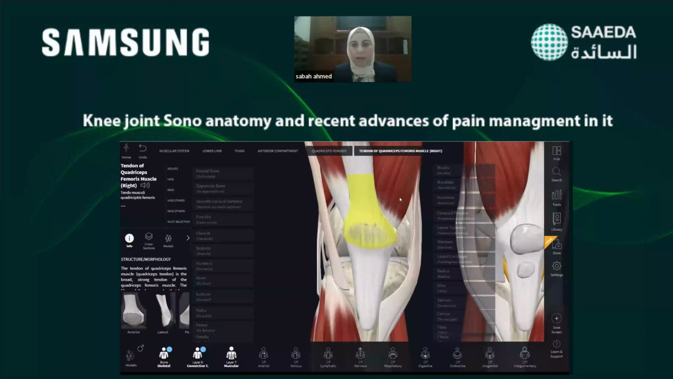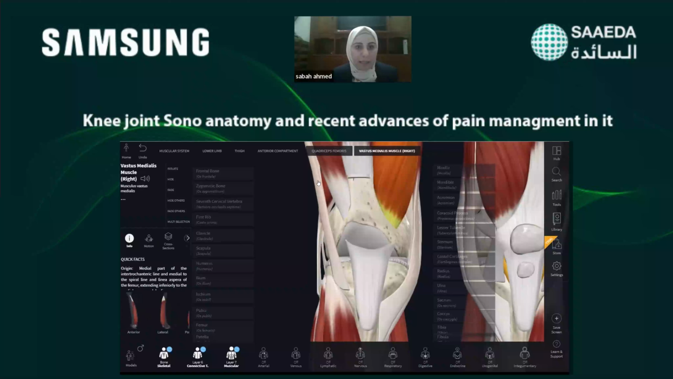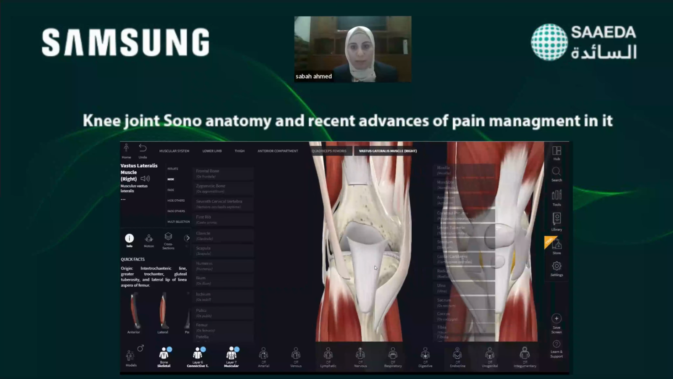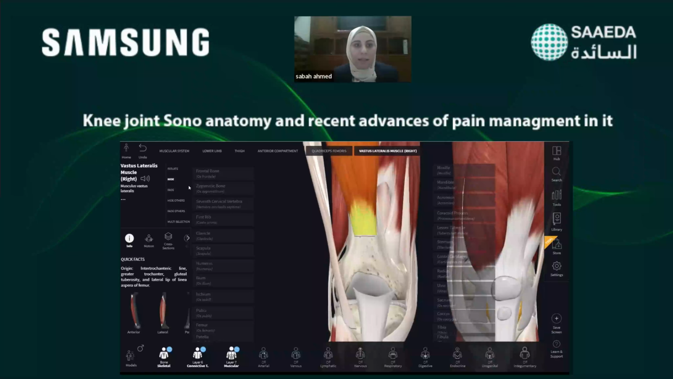These muscles are vastus medialis, vastus lateralis, rectus femoris, and if we remove this, we can also see the vastus intermedius. So again, this is vastus medialis, this is vastus lateralis, and the above one is the rectus femoris. I hide this vastus medialis and this vastus lateralis. So below it, you can see the vastus intermedius.